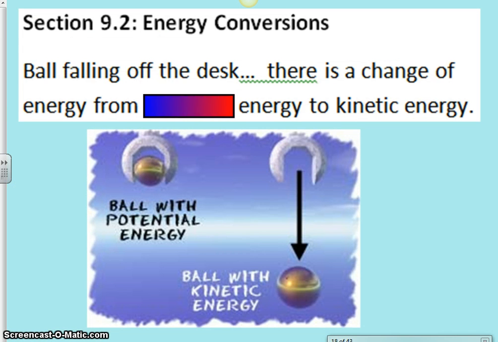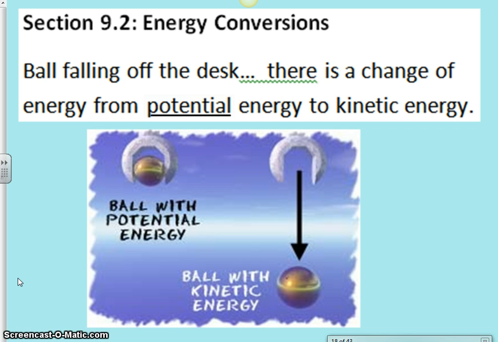Let's begin the notes for Section 9.2. Section 9.2 covers energy conversions. The first example I want to talk about is a ball falling off the desk. In the event that there is a ball sitting on the desk that does fall off, there's a change of energy from potential energy to kinetic energy.